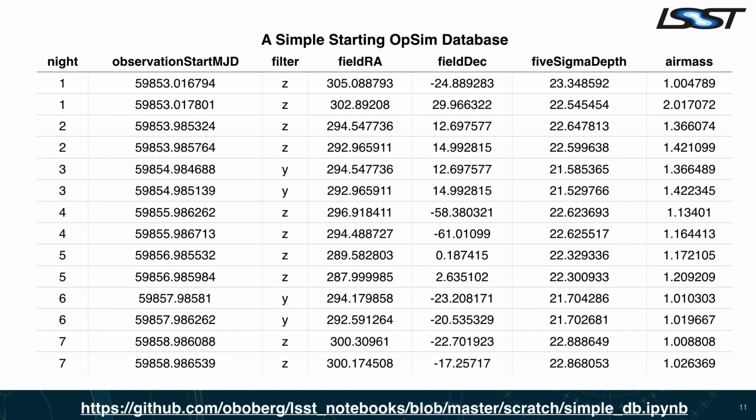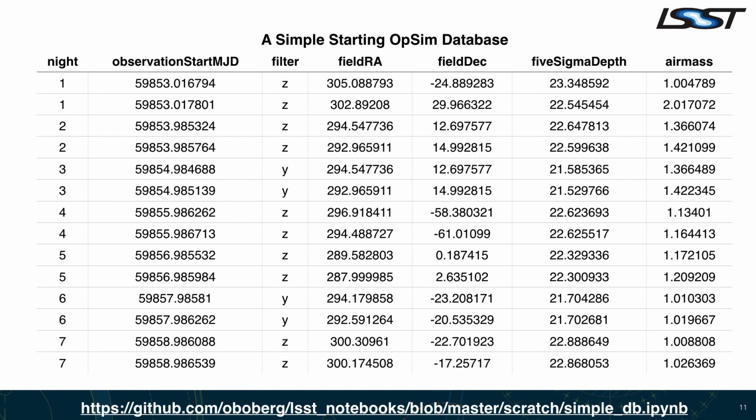So here we go. This is what we're going to consider our OPSIM database. And what I did to create this, you can see there's a link at the bottom. It's just in my own repository, and it's just an IPython notebook. What I did to create this is I went through and grabbed the first two observations for the first 7 nights of baseline 2018A.